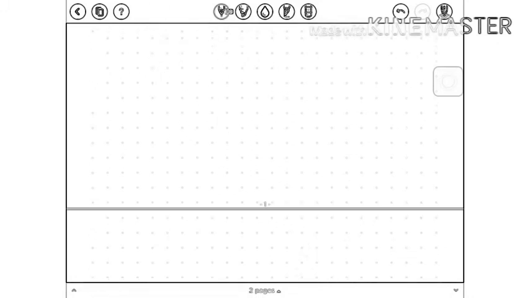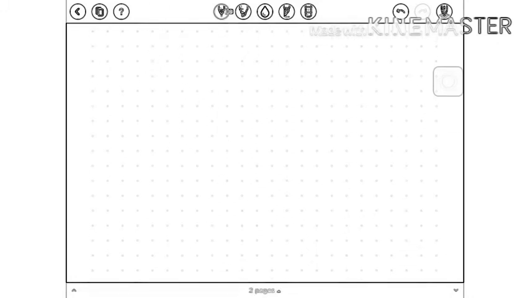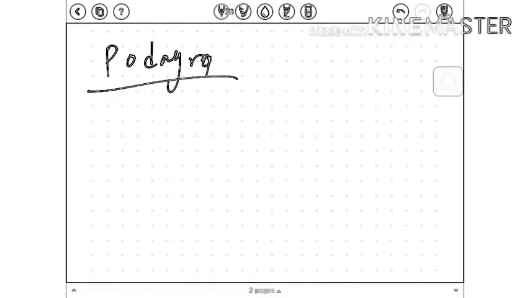Most commonly, this occurs in the base of the great toe, specifically known as podagra, P-O-D-A-G-R-A. Also, it may occur in the knee.